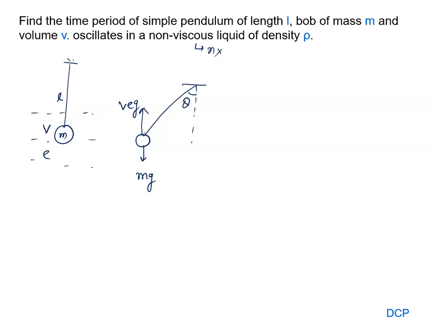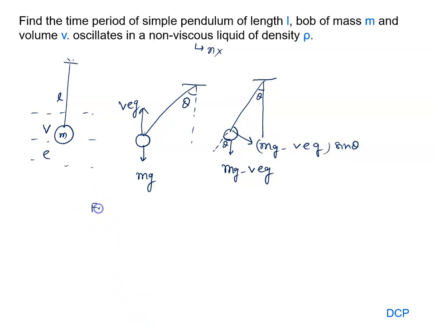Okay. Now, these two forces are acting, one in the upward direction, another in the downward direction. It means the net force acting in the downward direction is given by mg minus V rho g. And if I say this angle is theta, of course this will also be theta. The restoring force we calculate is given by (mg minus V rho g) times sine theta. This is the restoring force. So F restoring in this situation is written as negative (mg minus V rho g) sine theta.